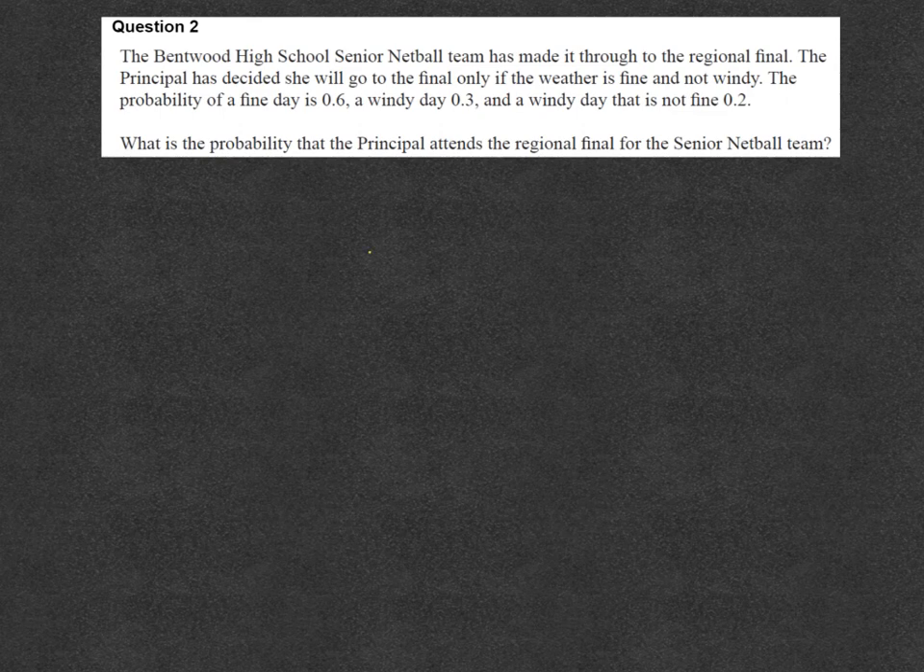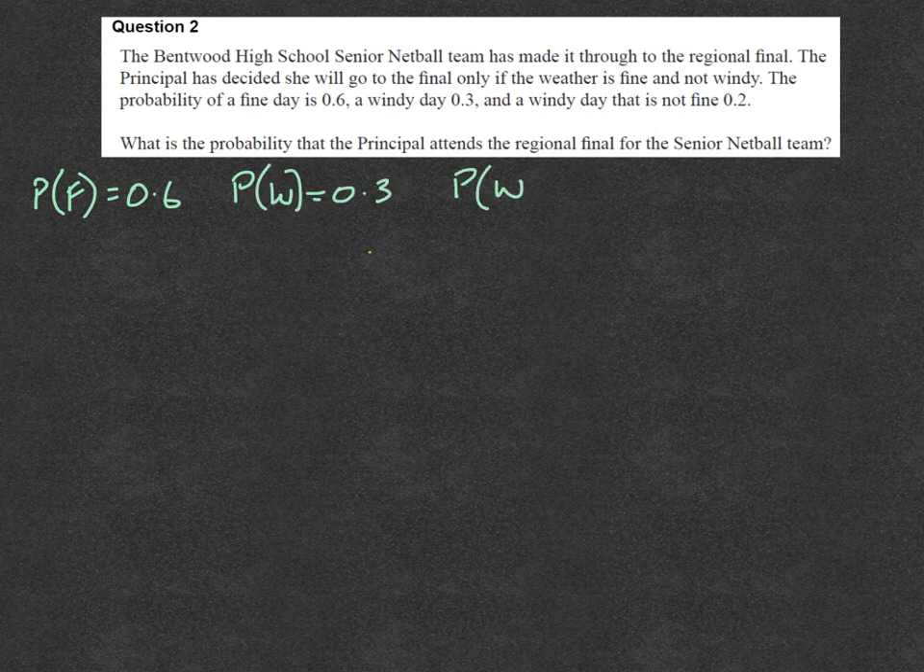Well, to work out this particular question, we've got the probability of it being fine is equal to 0.6, and the probability of it being windy is equal to 0.3, and the probability of it being windy and not fine, so not fine, that's the complementary, is equal to 0.2.